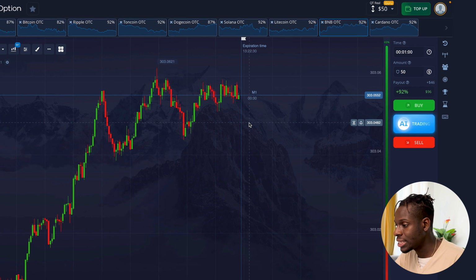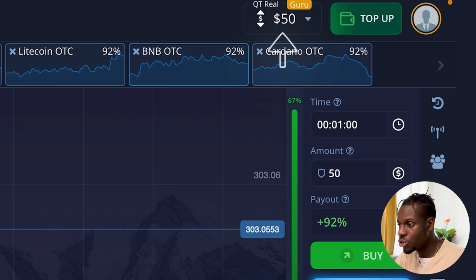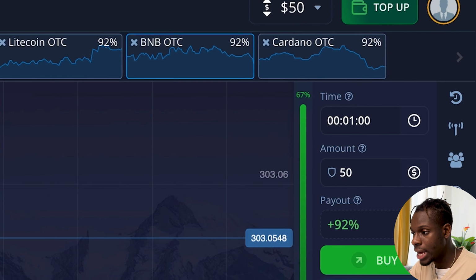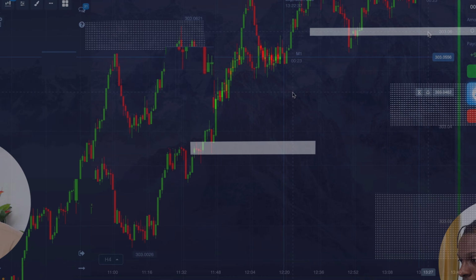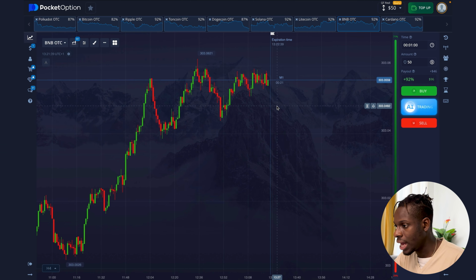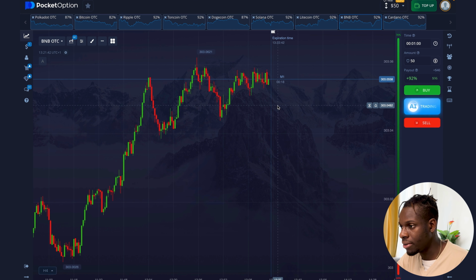I have my balance at $50. We're going to be taking 1 minute trades, and let's see how much we can make from today, guys. Okay, let's search for the first asset that we're going to trade, and we'll get right into it.